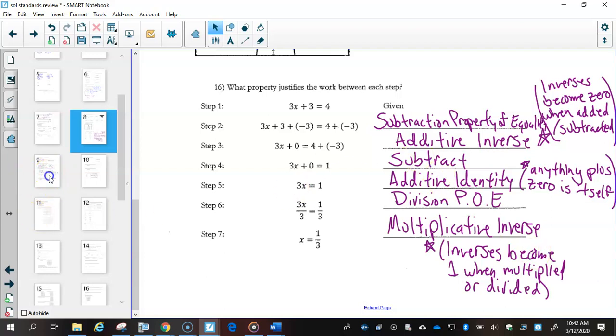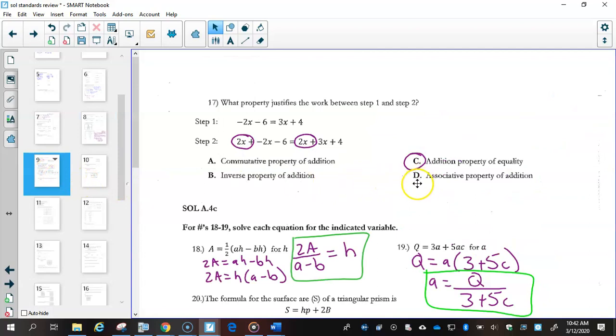The answer to 17 was C. You added on both sides, so that should have been C. We'll go over 4C when we get back from lunch, so you guys can grab your phone.